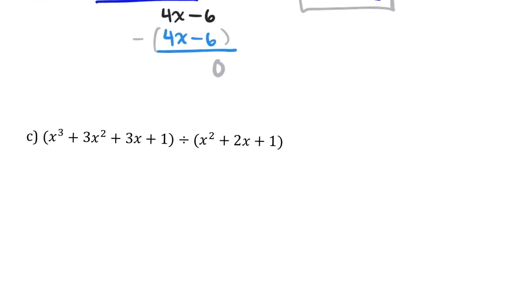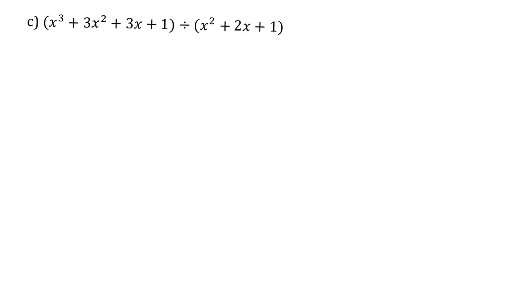Let's look at C. C is the first time we've had a squared in our divisor. So we're going to do it the same way. It's always the same way, so we don't panic.